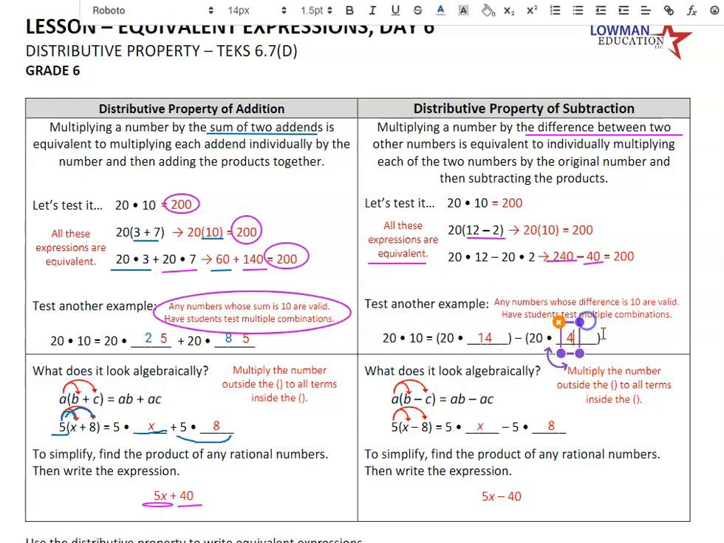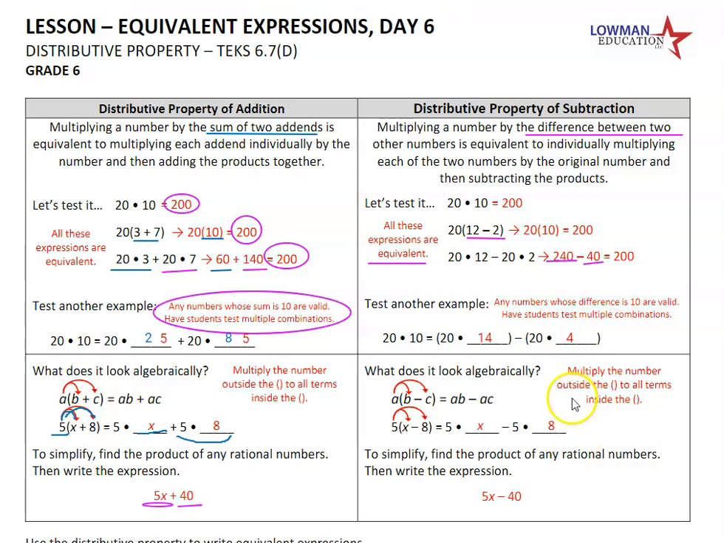Because 14 subtract 4 will give you 10. So there's an example of that. So any numbers whose difference equals 10 would make this true. Now let's look at this algebraically.